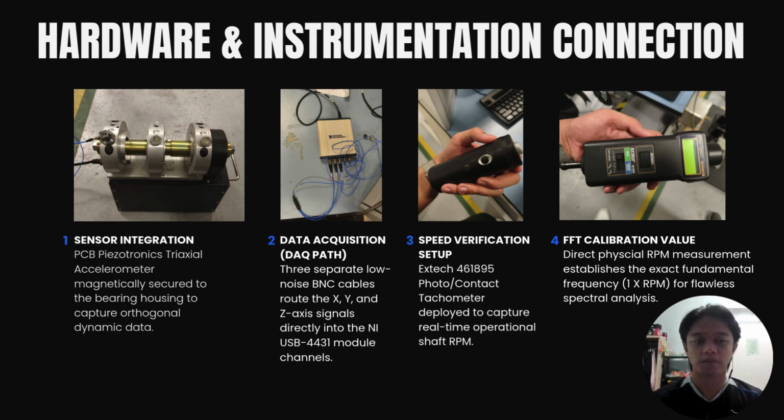Obtaining a direct physical RPM measurement is crucial because it establishes the exact fundamental frequency, our 1 times RPM component, ensuring a flawless spectral analysis later on. That wraps up the initial hardware and scenario setup from my end. I will now pass the presentation over to Anas, who will take you through the next phase of our project.